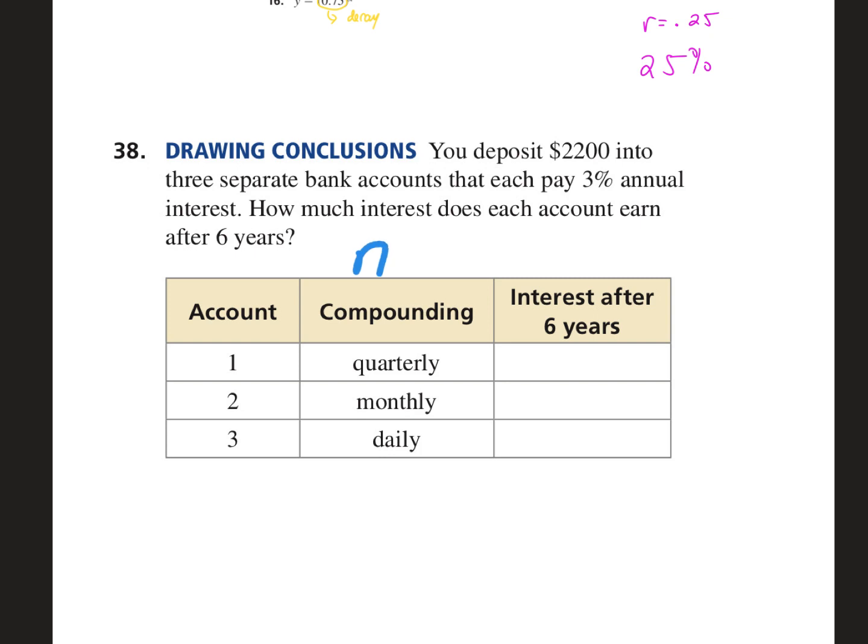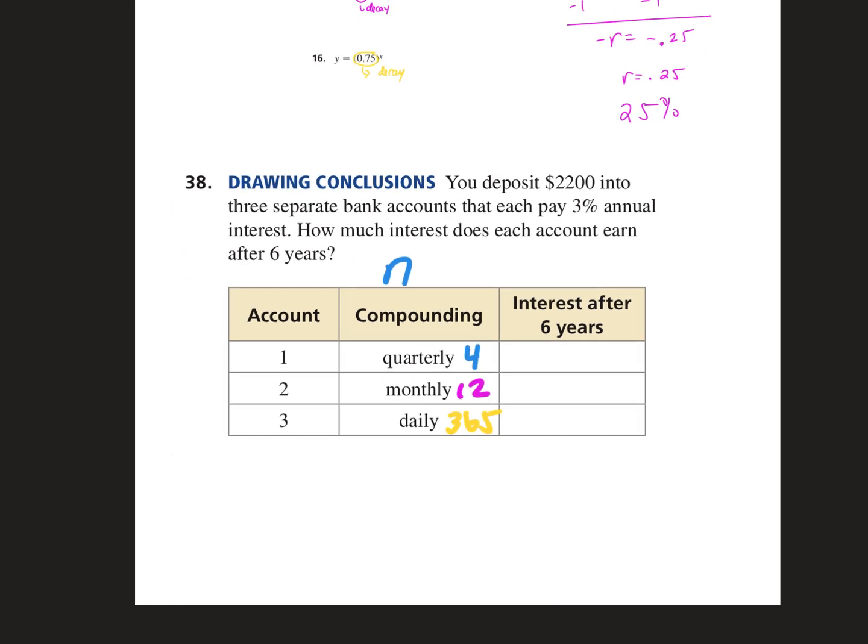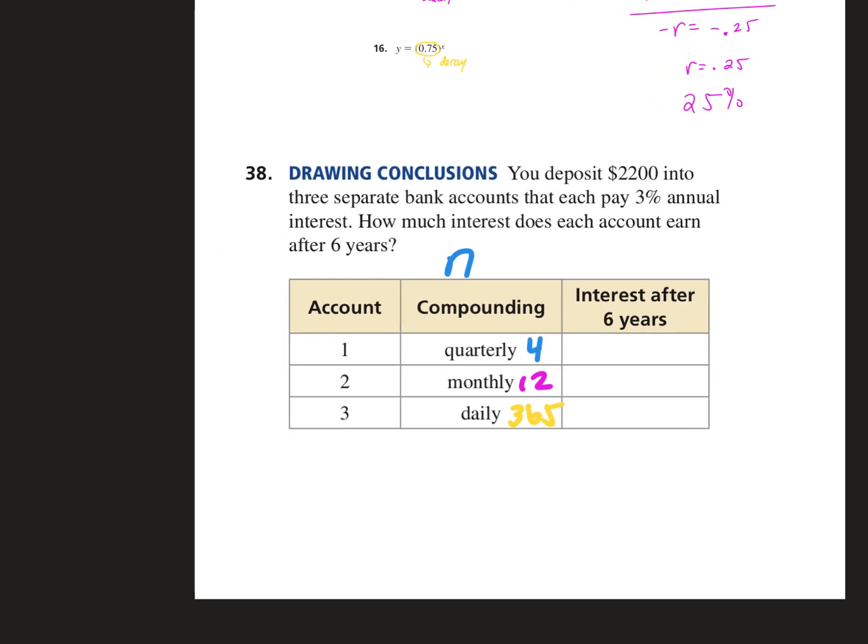What value do I use for quarterly? 4. What value do I use for monthly? 12. And what value do I use for daily? 365. Good. I want you guys to see how your answers will not vary a whole ton. So let's think about our formula. It is the principal times 1 plus R over n to the n times t, right?